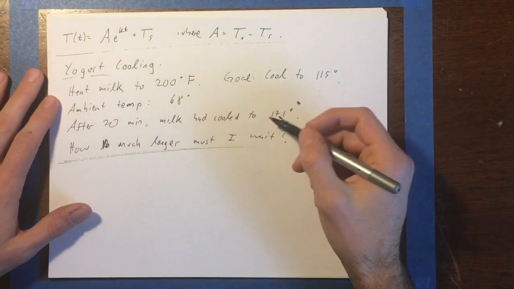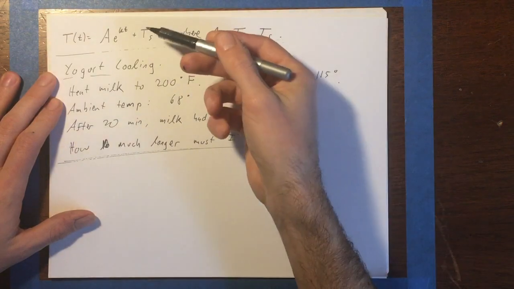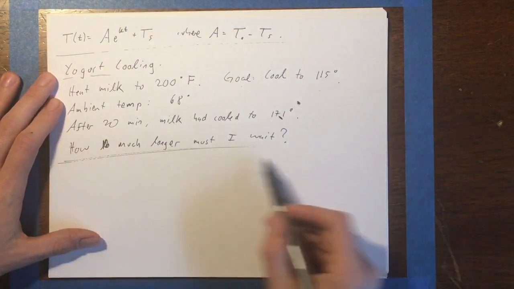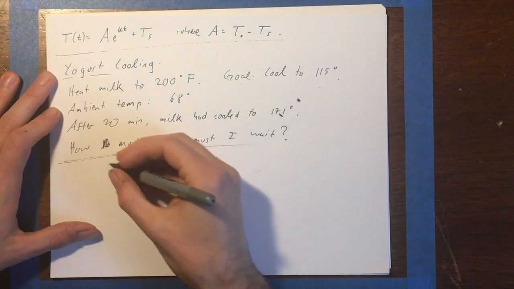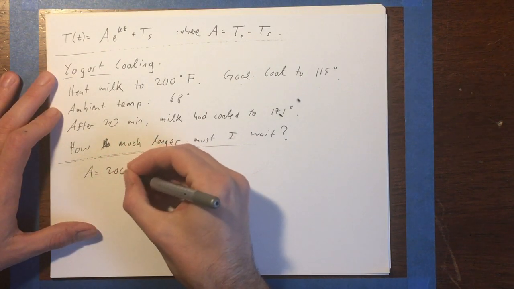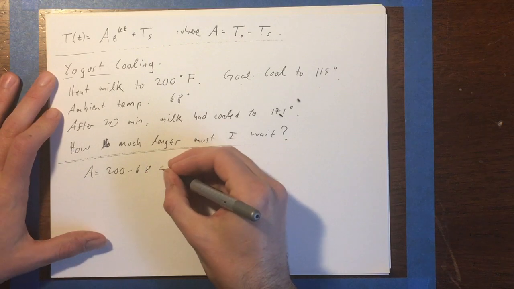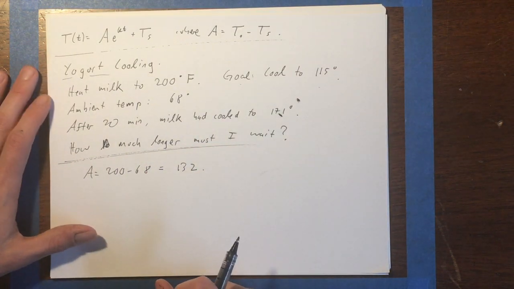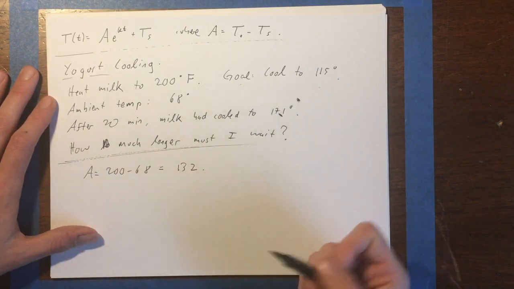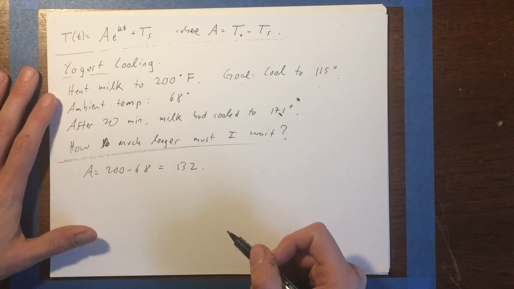Okay, so we're going to figure out what K is, and then we're going to take that K, put it back in, and answer the question, how much longer do we have to wait? So let's go. The first thing I'm going to do is calculate A. A is going to be 200 minus 68. So that is 132. I'm going to leave the units off for now. These amounts are all in degrees Fahrenheit. Okay, so we have A is 132.